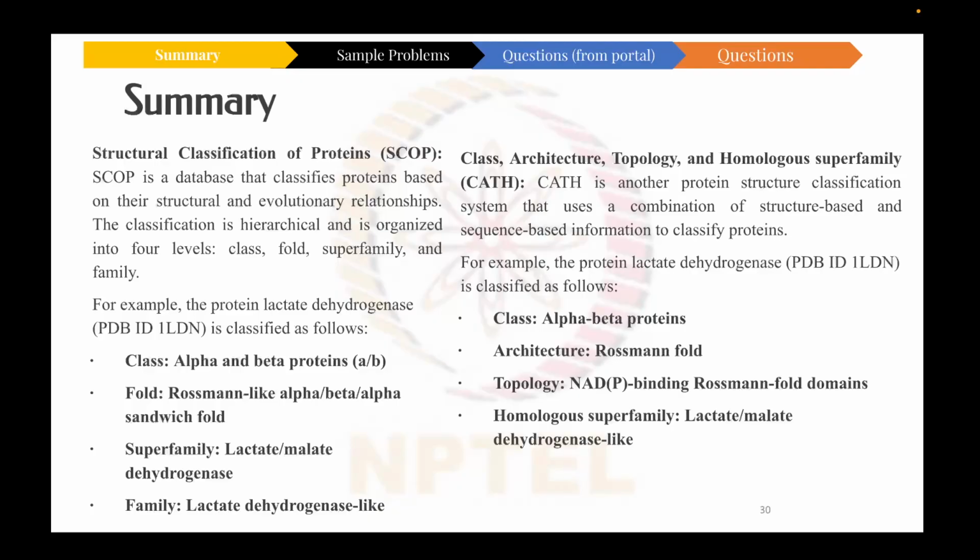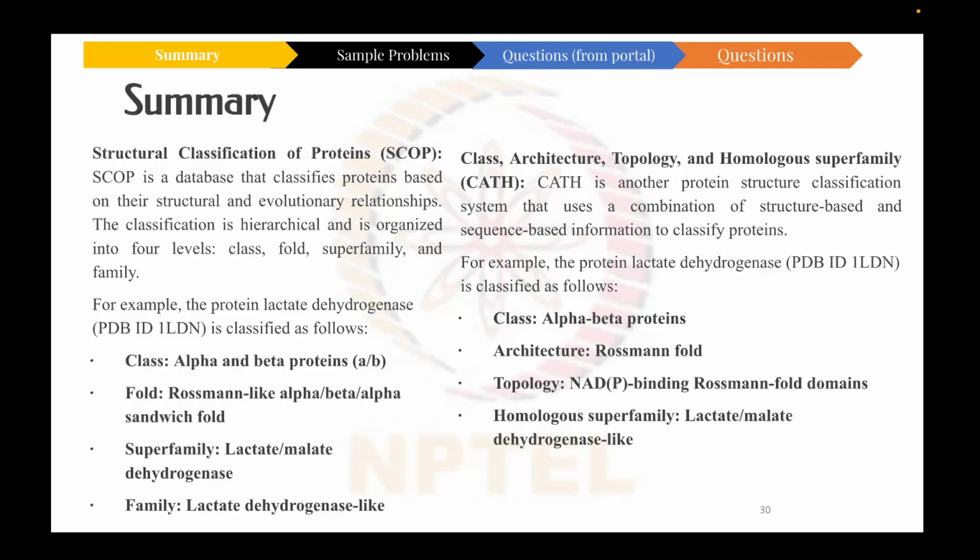Proteins are initially classified into one of four broad classes based on their overall shape and architecture. Within each class, proteins are further classified into architectures based on their overall shape and topology. Then architectures are further classified into topologies based on their secondary structure content and arrangement. Finally, each topology is grouped into homologous superfamilies based on their sequence and structural similarities.